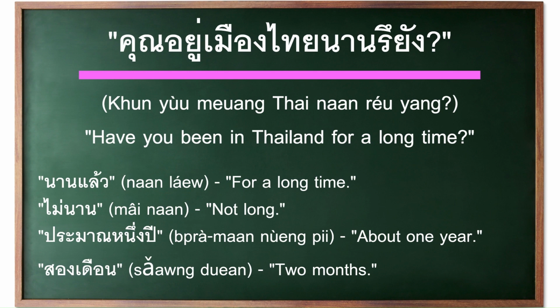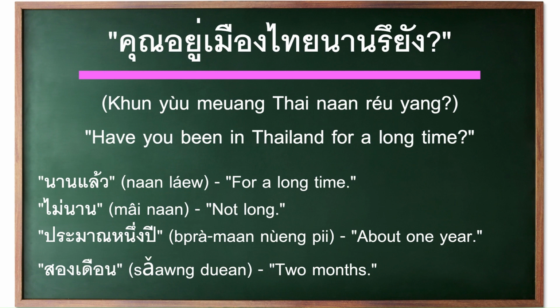The responses to this question can vary from concise to more elaborate, depending on how much the speaker wishes to share about their experiences. Short responses. นานแล้ว. For a long time. This response is succinct and suggests that the person has been living in Thailand for a significant period. It's a straightforward way to communicate a long-term stay without going into details.